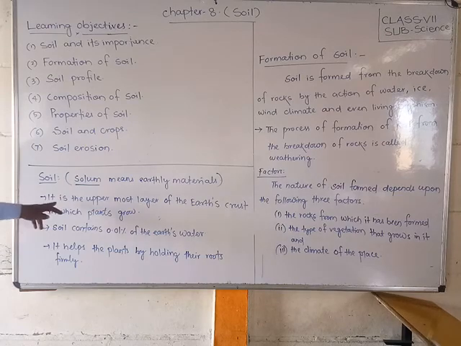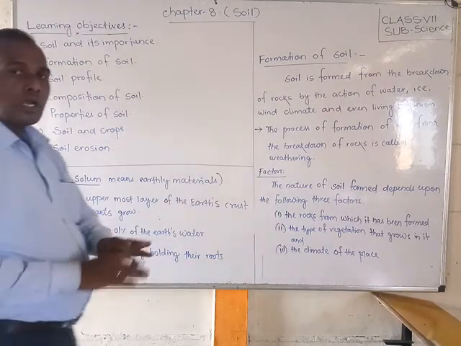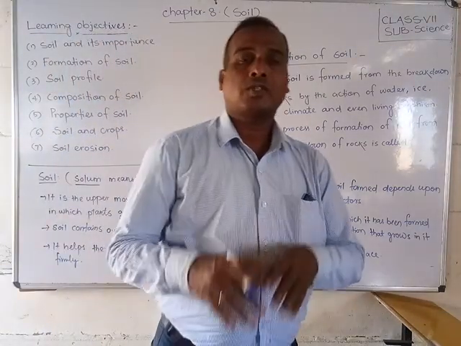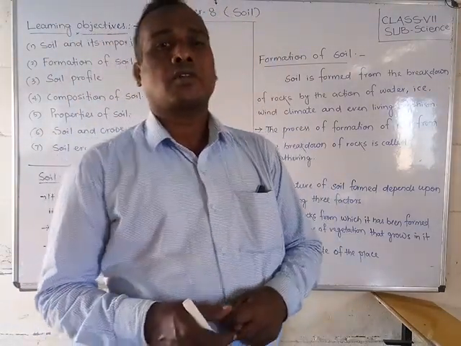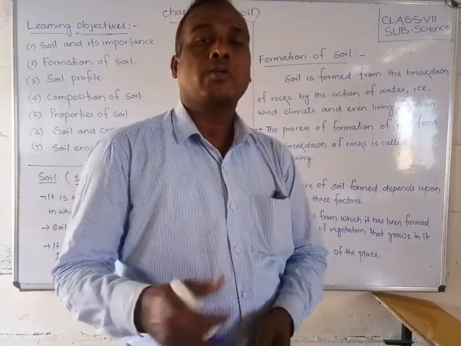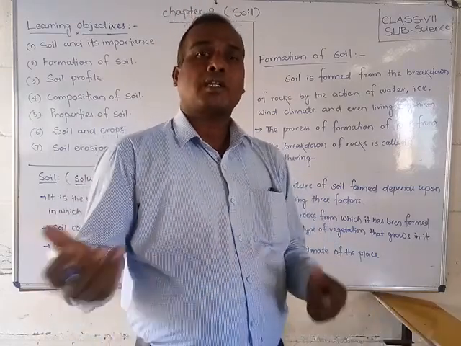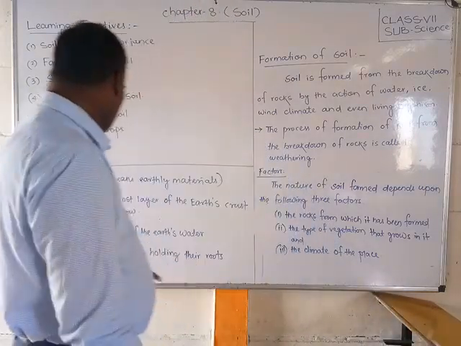It is the uppermost layer of the earth's crust in which plants grow. Actually the uppermost layer of the earth is called soil. If you go further down, you won't get soil like this. You will get the hardest substances, like stones or other materials like metal substances.